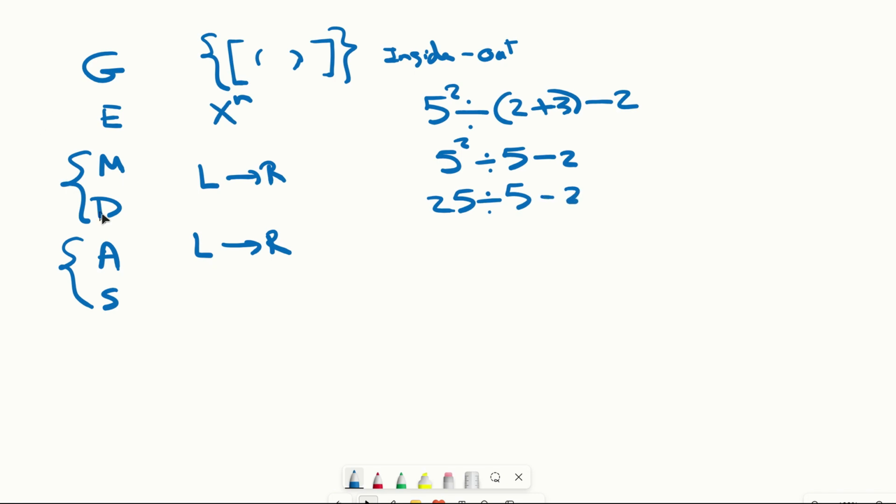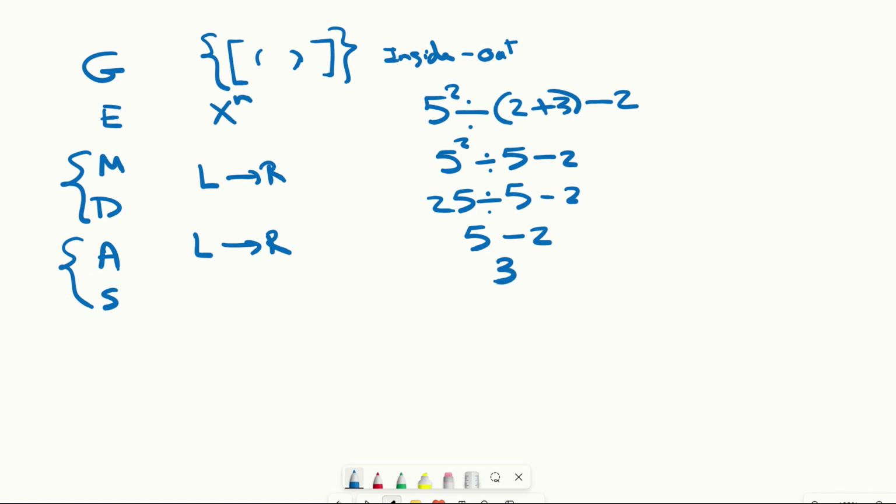And now we're down to these 4 operations. So we're going to go from left to right, and handle any multiplication or division now. We have a division, so we take care of that. 25 divided by 5 is 5, minus 2. Finally, there's only one operation, and it's in this group. So we're going to go ahead and subtract, and we get 3, like that.